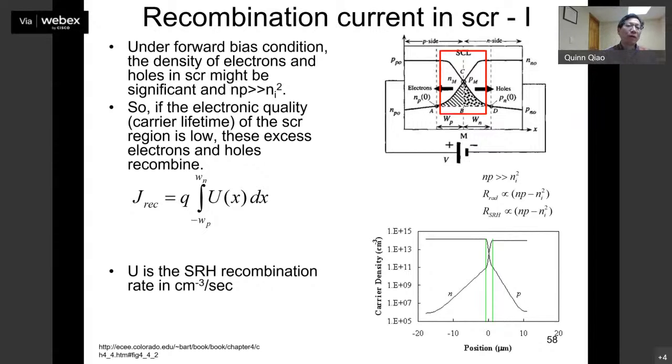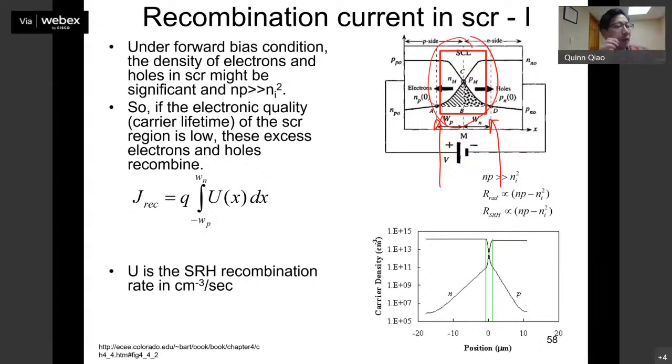With that, we already talked about the equations for the short diode and long diode, and the difference between them. The next thing we're going to talk about is something called recombination in the space charge region. The space charge region can also be called the depletion region, somewhere here. So from the starting point to this end point, that's the space charge region, just the depletion region inside the junction.